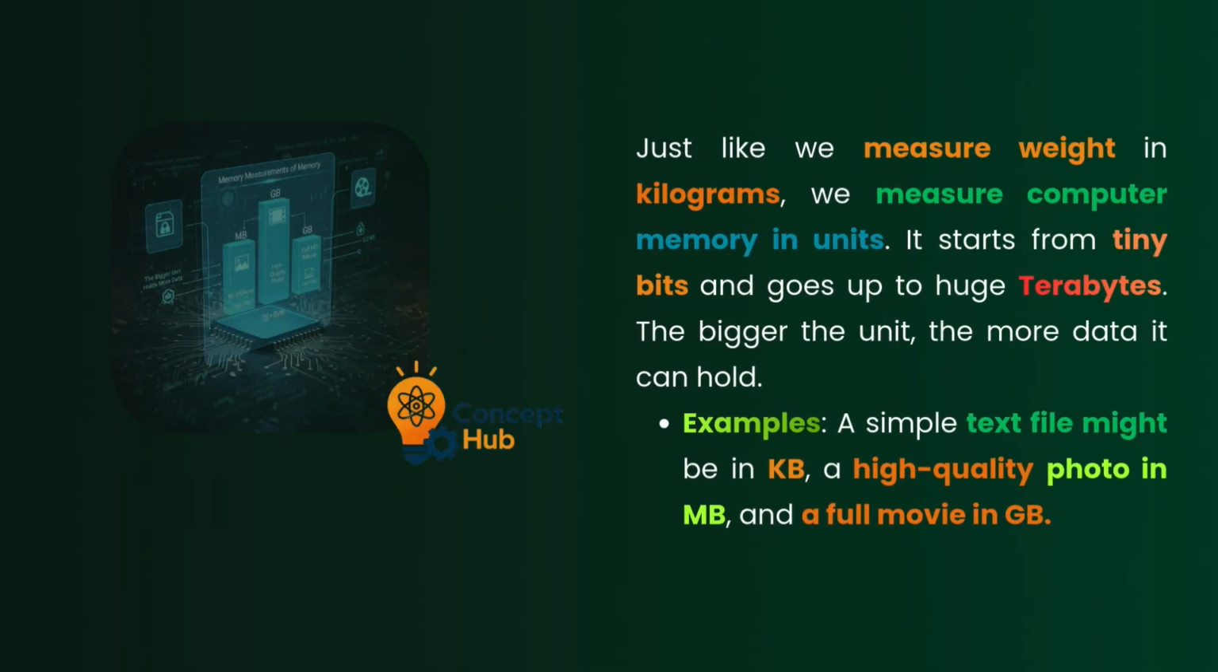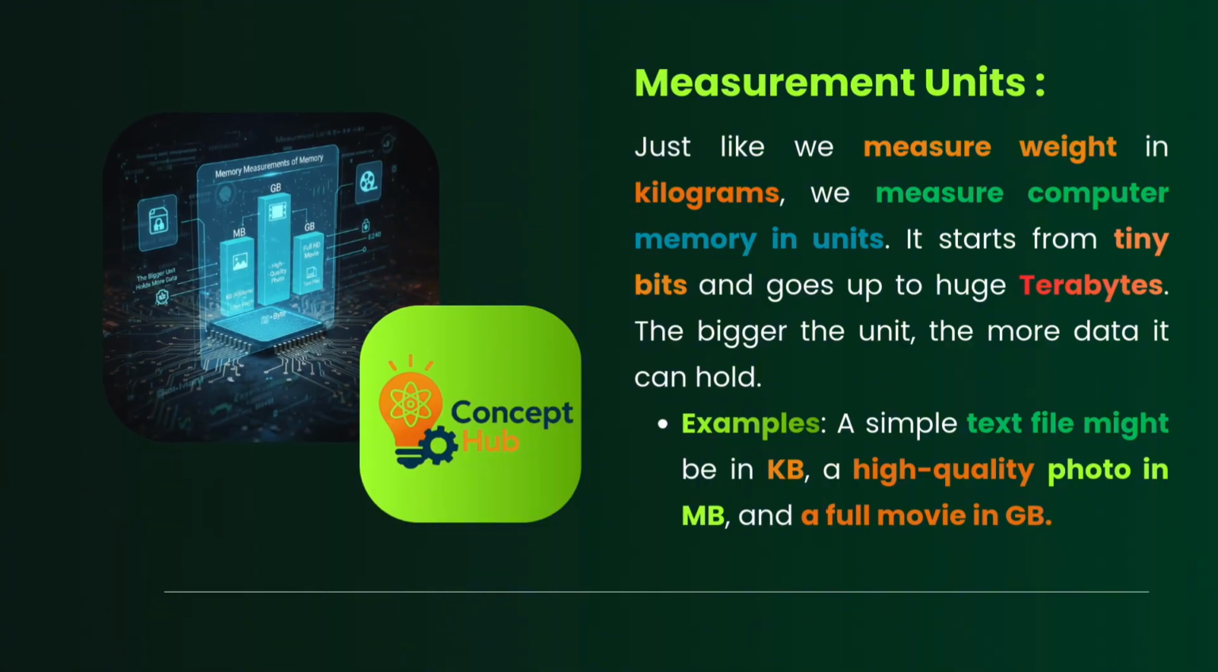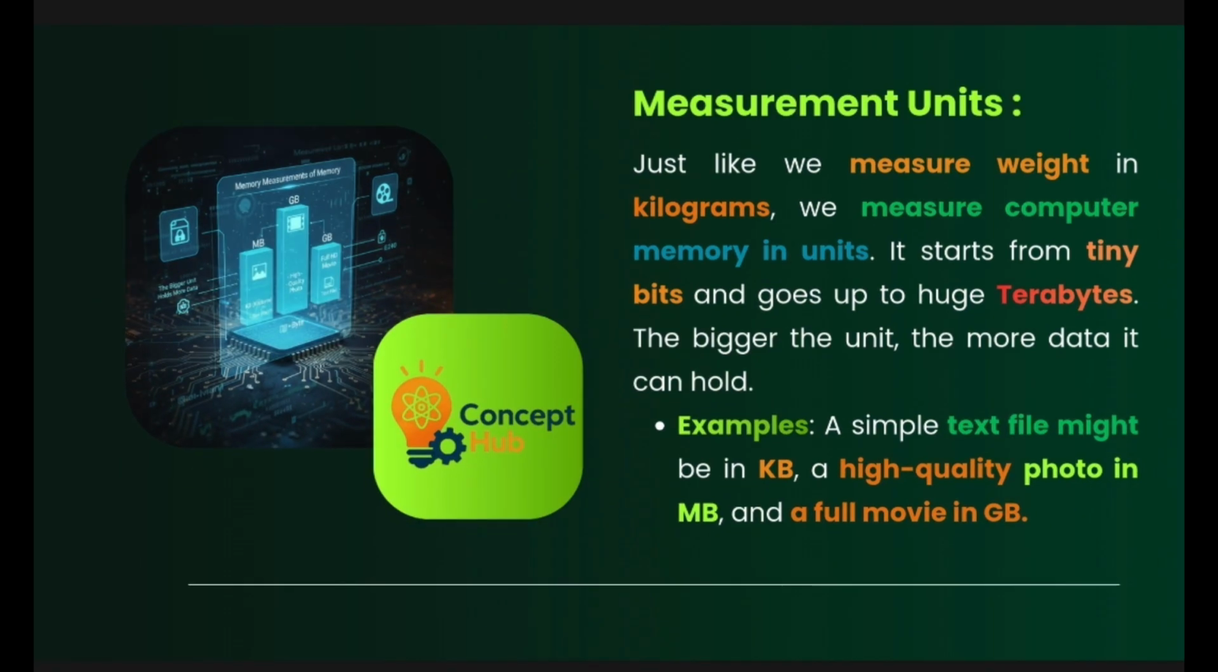9. Measurement Units, how we scale memory. Just like we measure weight in kilograms, we measure computer memory in units. It starts from tiny bits and goes up to huge terabytes. The bigger the unit, the more data it can hold. Examples: a simple text file might be in KB, a high-quality photo in MB, and a full movie in GB.